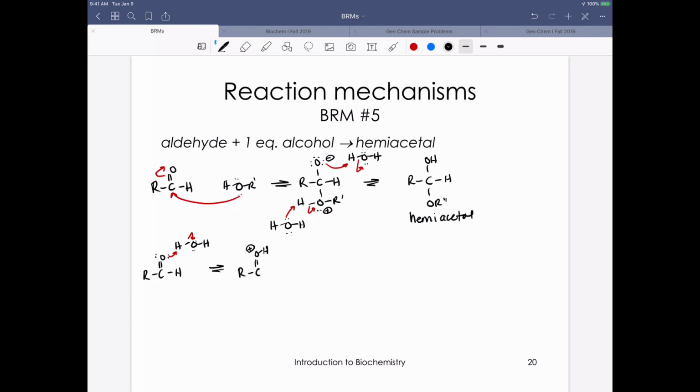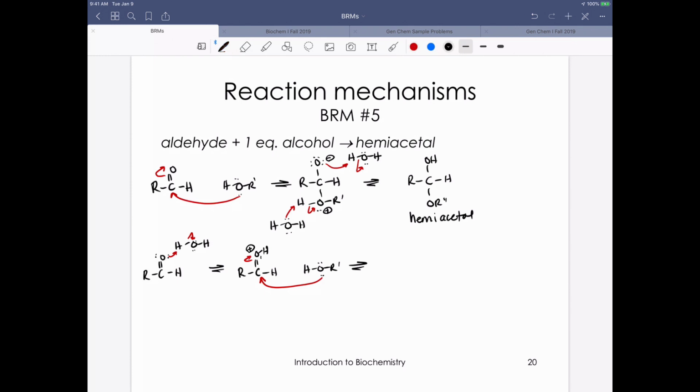Now, it's not going to be a large population of our aldehyde that's protonated, because remember, the pKa for a protonated aldehyde is very, very low. So it's likely to become deprotonated. But all we need is one molecule every once in a while to be protonated so that it becomes a better electrophile, reacting with alcohols, which are not great nucleophiles.